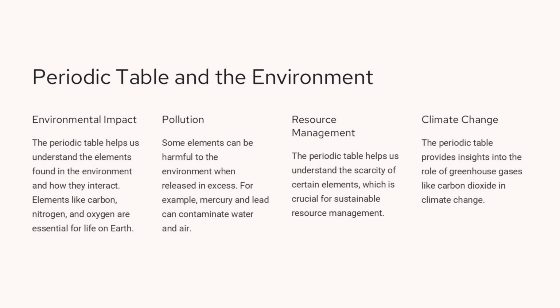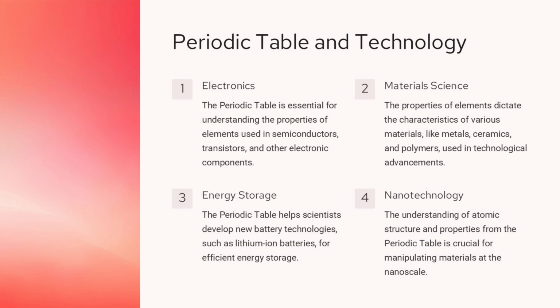The periodic table is essential for understanding the properties of elements used in a variety of important technologies. Electronics like semiconductors, transistors, and other components rely on the unique properties of elements from the periodic table. The properties of elements dictate the characteristics of materials like metals, ceramics, and polymers, which are critical for technological advancements. The periodic table helps scientists develop new battery technologies, such as lithium-ion batteries, for efficient energy storage. Understanding the atomic structure and properties from the periodic table is crucial for manipulating materials at the nanoscale in nanotechnology.